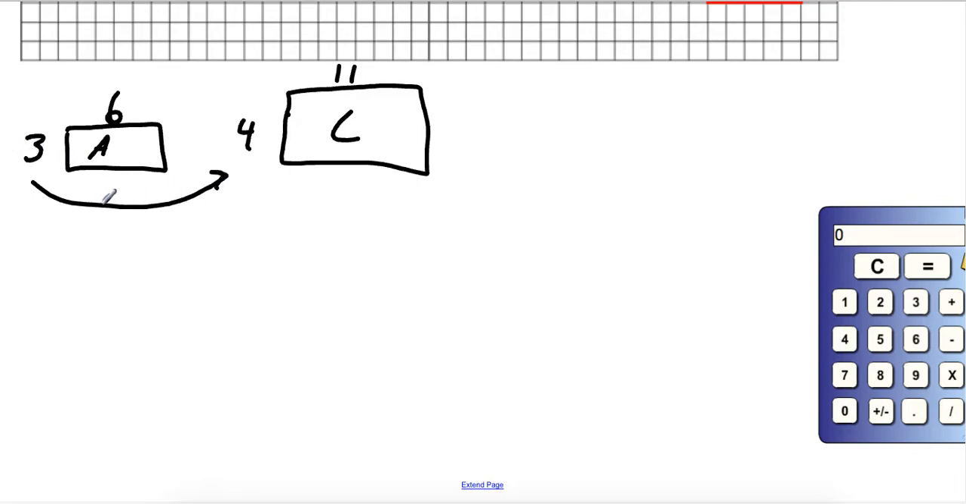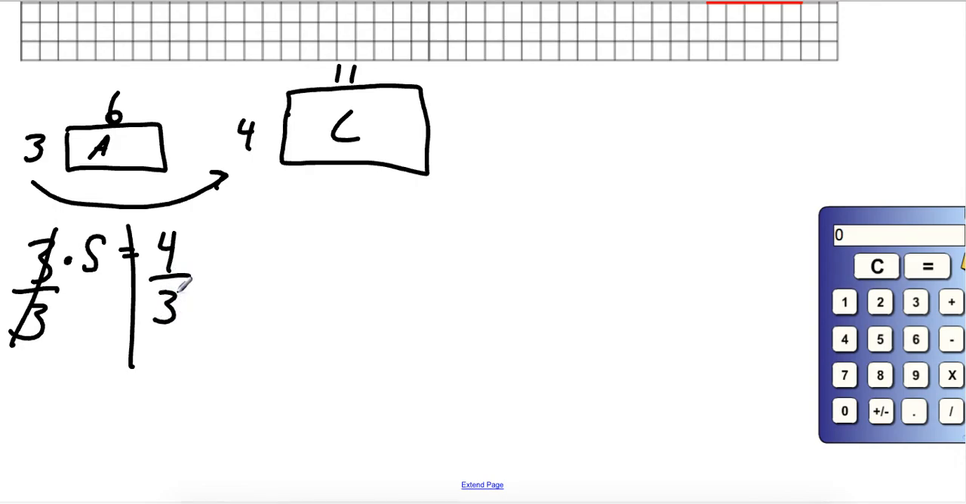Now 3 times a number equals 4, so I'm going to write an equation to help me solve that. Not 3 times 4, but 3 times s is equal to 4. And now I have to solve for s, because that will tell me my scale factor. Now 3 divided by 3 will cancel out. 4 divided by 3 is my scale factor, so 4/3, or if I use my calculator, 4 over 3 will give me 1.3 repeating.